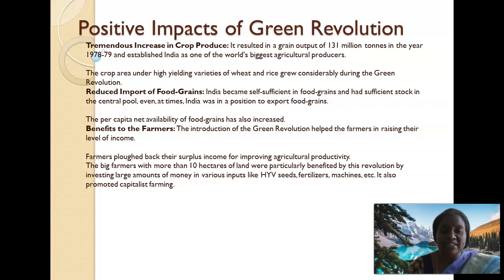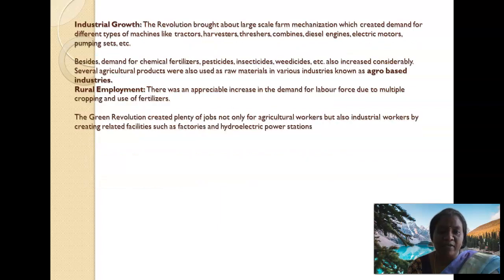Benefits to the farmers. The introduction of the Green Revolution helped the farmers raise their level of income. Farmers packed their surplus income into improving agricultural productivity. The big farmers with more than 10 hectares of land particularly benefited from this revolution by investing large amounts of money in various inputs like high-yielding variety seeds, fertilizers, machines, etc. It also promoted capitalist farming.